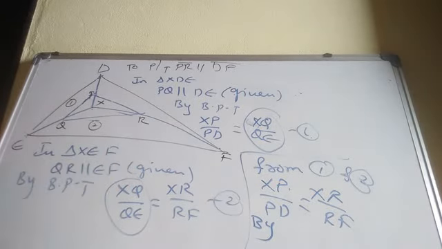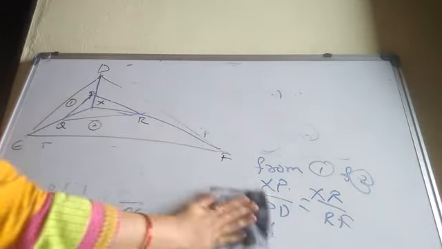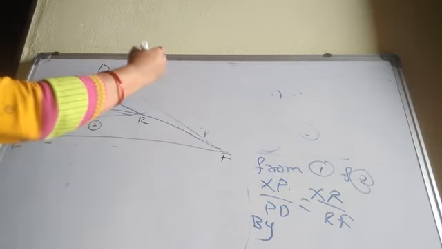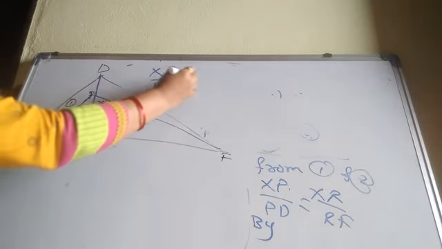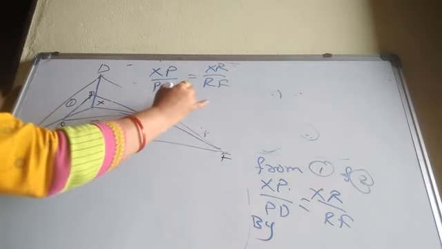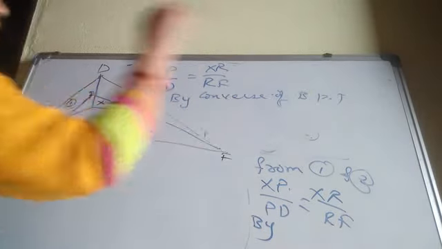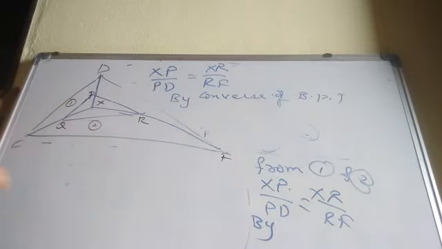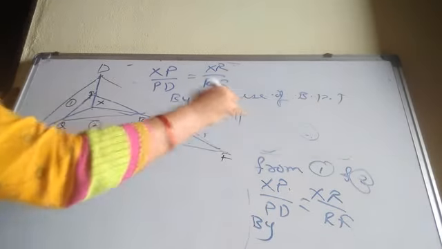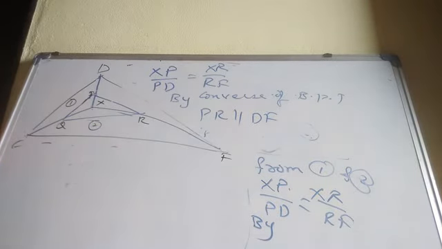parallel, by what? Converse. From 1 and 2, what did we get? XP upon PD equals XR upon RF. By the converse of BPT, what? PR is parallel to DF. Okay, converse of basic proportionality theorem. PR is parallel to DF, students.